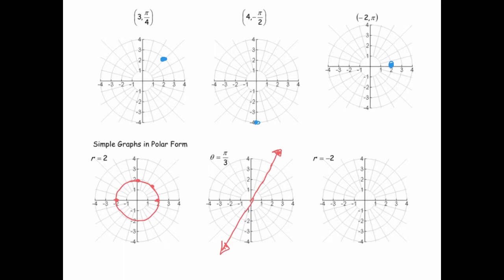And lastly, r equal to -2. Well, that's going to have the same exact graph as r equals 2, even though the theta values might be slightly different for the points. But in any case, any angle you face, you're going to take 2 steps backwards and plot a point, which would result in a circle.